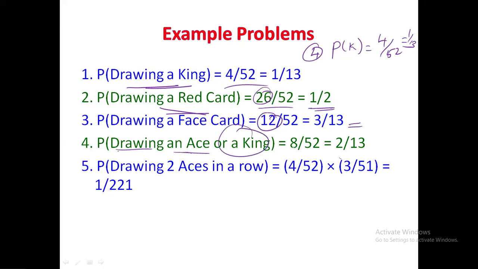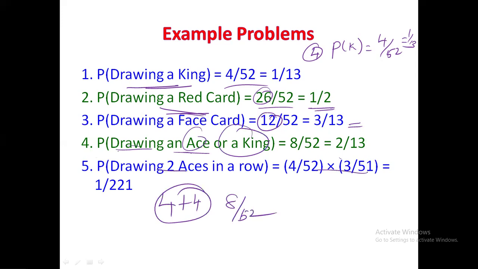Probability of an ace or a king is equal to 8 divided by 52, which we can write as 2 divided by 13, since ace or king means ace 4 plus king 4. So we write it as 8 divided by 52.